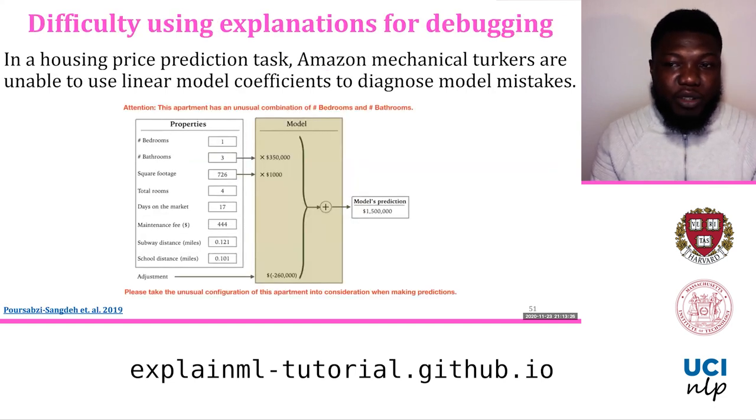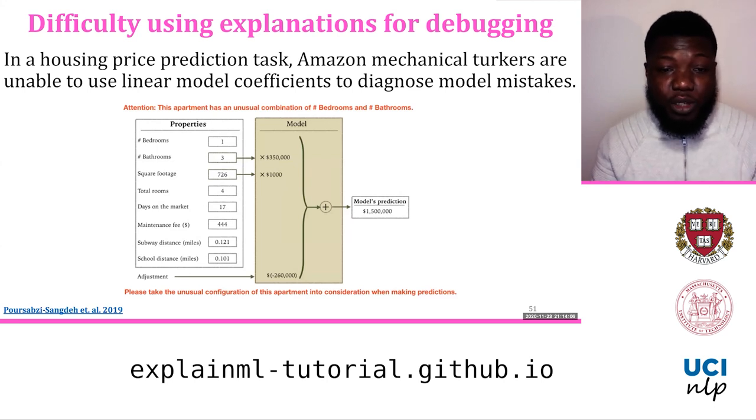In another case, Amazon Mechanical Turkers were tested in practice and asked to debug a linear model that was trained to predict housing prices. In this particular case, it was found that these Amazon Mechanical Turkers were not able to reliably use the coefficients of the linear model to debug outliers or identify errors. This is a particularly devastating finding because as machine learning researchers, we think of linear models as very simple models that one can very easily debug. However, this is showing counterexamples to that.